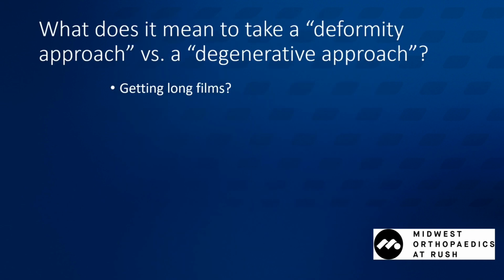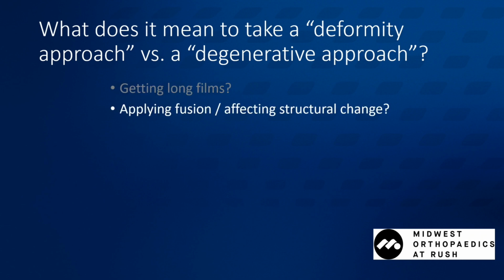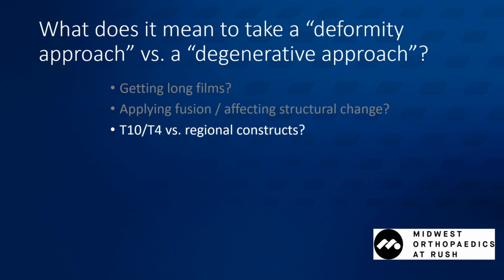So what does it mean? This becomes a little bit philosophical. What does it mean to take a deformity approach versus a degenerative approach to our patients? Does it mean everybody gets long films? Everybody gets a fusion? We try to affect structural change to these patients. We're making a simple decision about a regional or segmental construct versus a T10 or a T4 to pelvis. Is that really what this means?